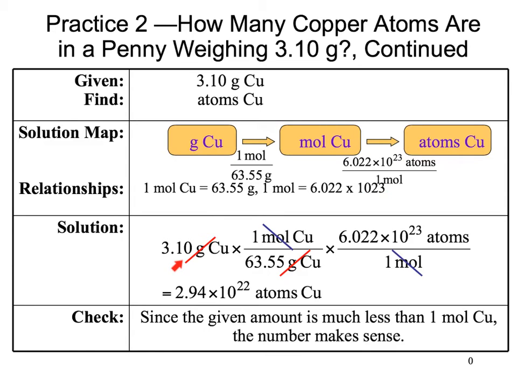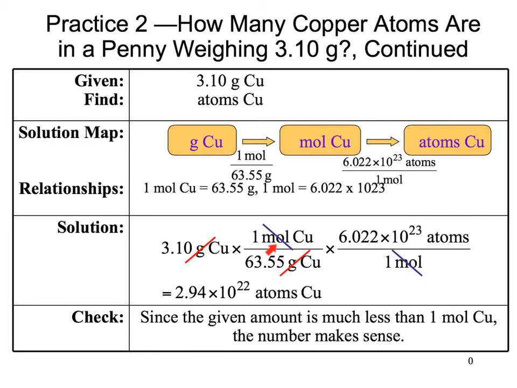Our given is 3.10 grams of copper. We must cancel out of grams and get into units of moles. Therefore, 1 mole of copper is on top, 63.55 grams of copper is on bottom. Again, the 63.55 grams is the weight of copper from the periodic table. Grams cancels. We are now in moles.